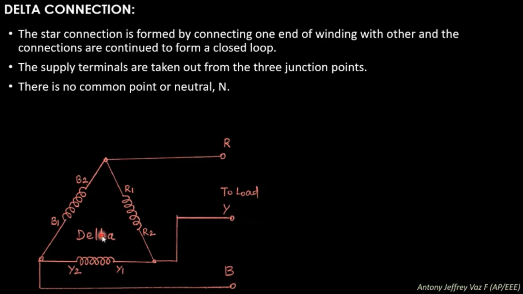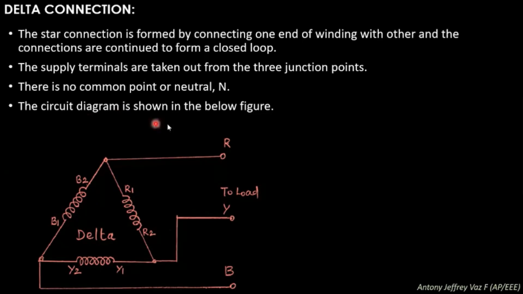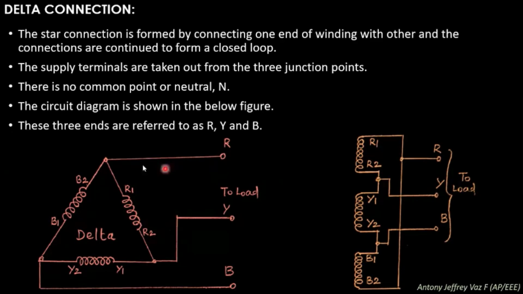Here in the delta connected system there is no neutral, whereas in a star connection there is a neutral, as seen in the earlier slide. The circuit diagram is shown in the figure below. This is the circuit diagram. Then redrawing this circuit, you will get R, Y and B similar to the same connection.